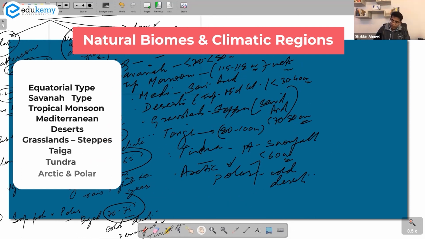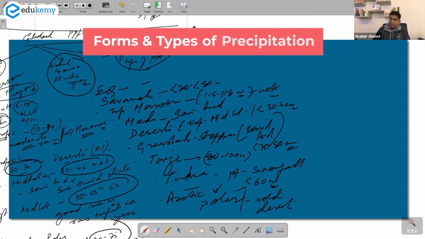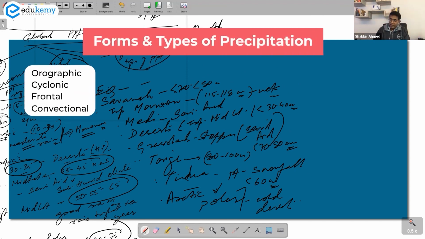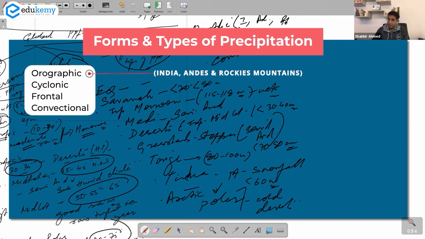And in terms of forms and types, you'll talk about orographic, where do we have cyclonic, where do we have frontal, where do we have convectional rainfall. For orographic rainfall, give two or three examples. India has orographic, the Andes mountains are orographic, the Rockies mountains are orographic. For cyclonic and frontal, give examples. I think you can do this.